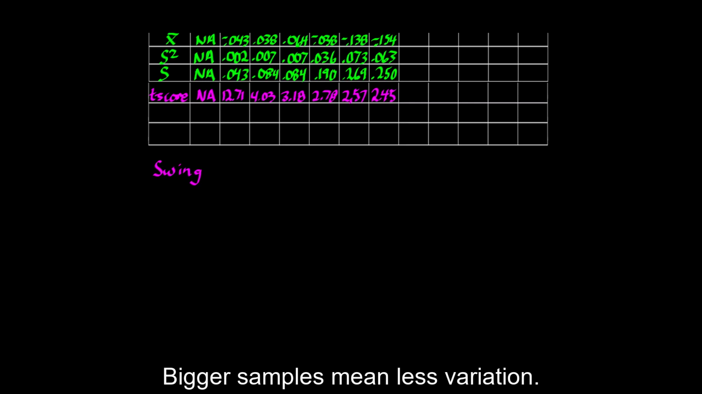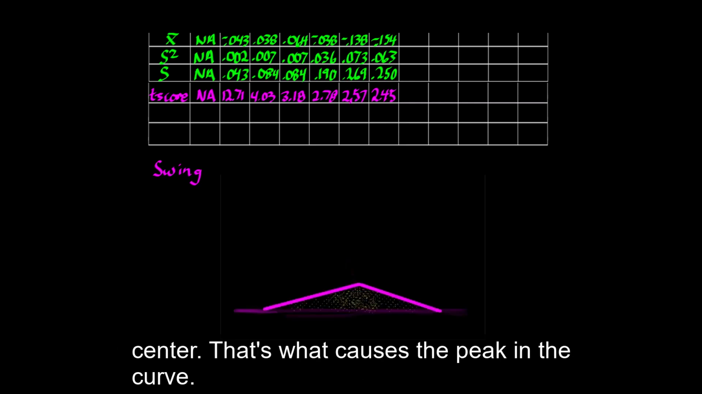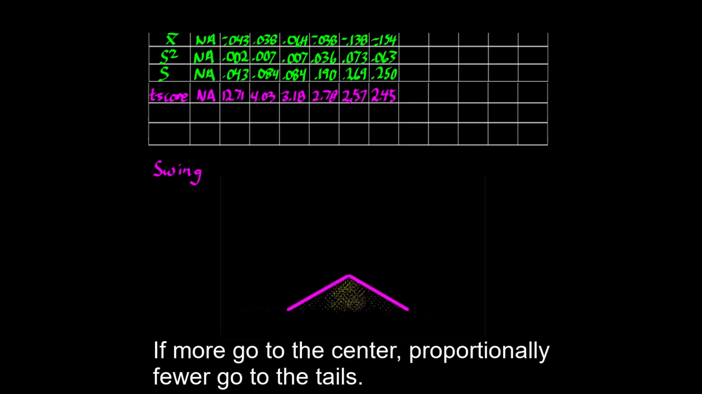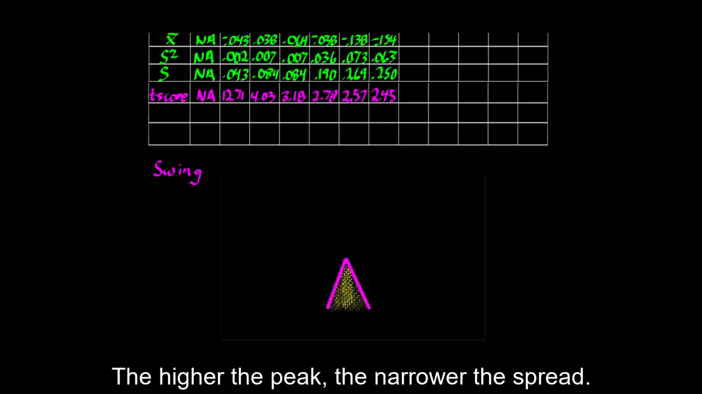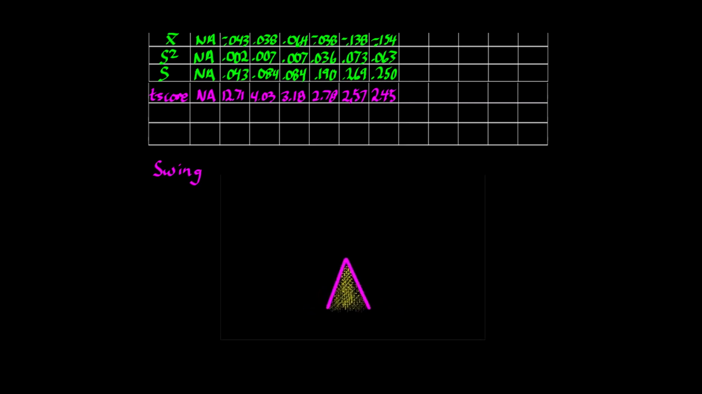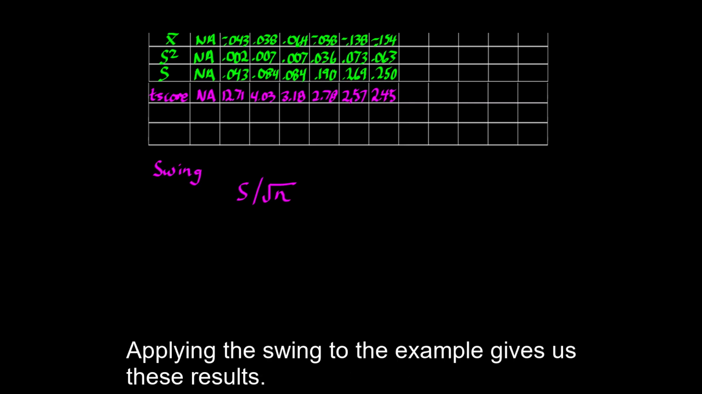There's a natural swing in measurements depending on sample size. Bigger samples mean less variation. How so? With the bell curve, as measurements are added, proportionally more go to the center. That's what causes the peak in the curve. If more go to the center, proportionally fewer go to the tails. The higher the peak, the narrower the spread. The swing is expressed mathematically as the standard deviation divided by the square root of the number of measurements. Applying the swing to the example gives us these results.